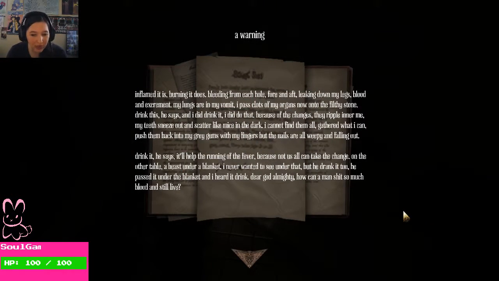A warning. Inflamed it is, burning it does, bleeding from each hole. Fore and aft, leaking down my legs, blood and excrement. My lungs are in my vomit. I pass clots of my organs now onto the filthy stone. Drink this, he says, and I did drink it. I did do that, because of the change. They ripple inner me. My teeth sneeze out and scatter like mice in the dark. I cannot find them all. Gathered what I can, push them back into my gray gums with my fingers, but the nails were all weepy and falling out. Drink it, he says. It'll help the running of the fever, because not us all can take the chain. On the other table, a beast under a blanket. I never wanted to see under that, but he drank it too. He passed it under the blanket and I heard it drink. Dear God Almighty, how can a man shit so much blood and still live?